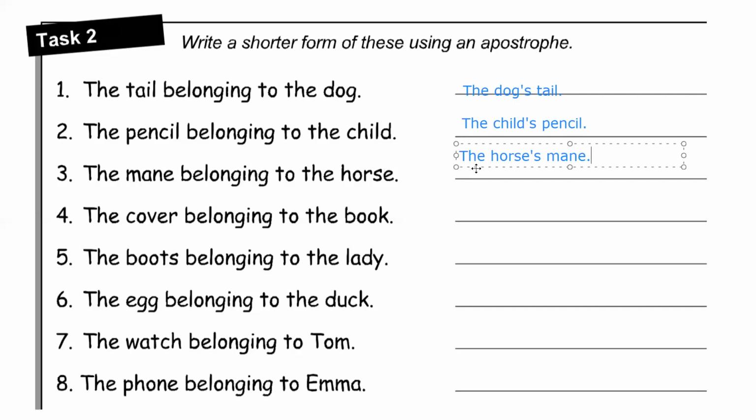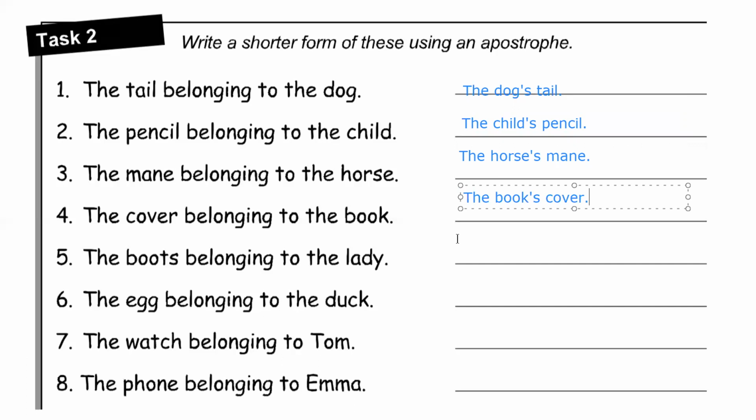It's really important to note the punctuation we are using here. Capital letter at the start for the. We've got the noun, the apostrophe S in these cases, and then right at the end we've got a full stop. We do the next one. The cover belonging to the book. So the noun is book. I'm going to start my sentence with the book. Doesn't end in an S, so I'm going to put apostrophe S. The book's cover, full stop.